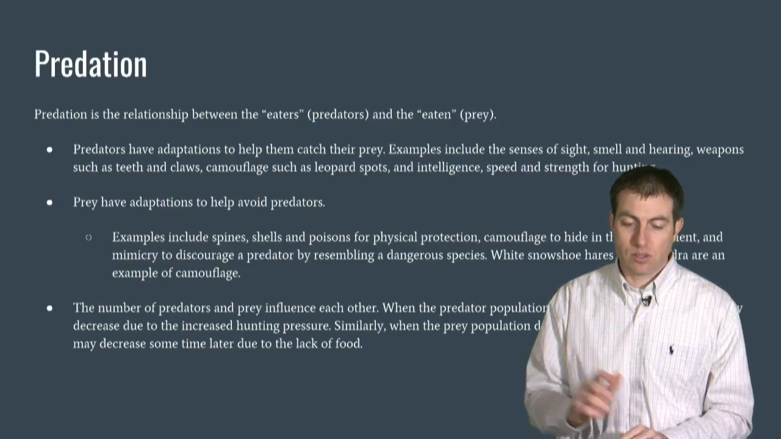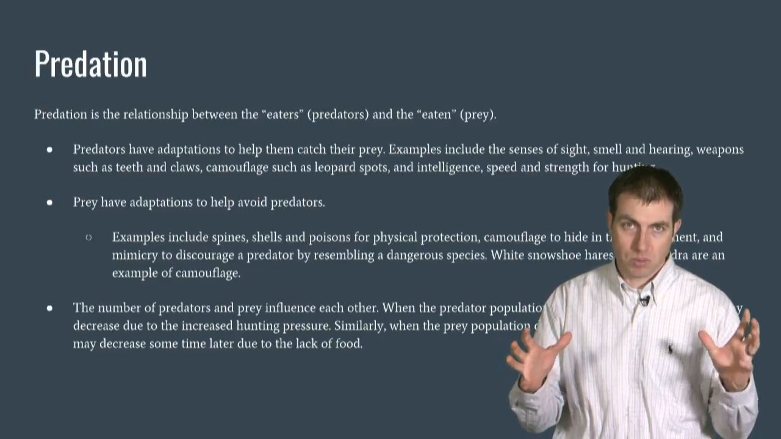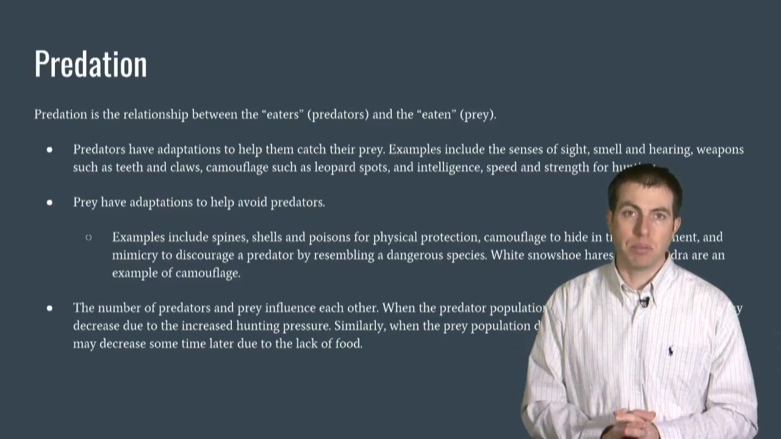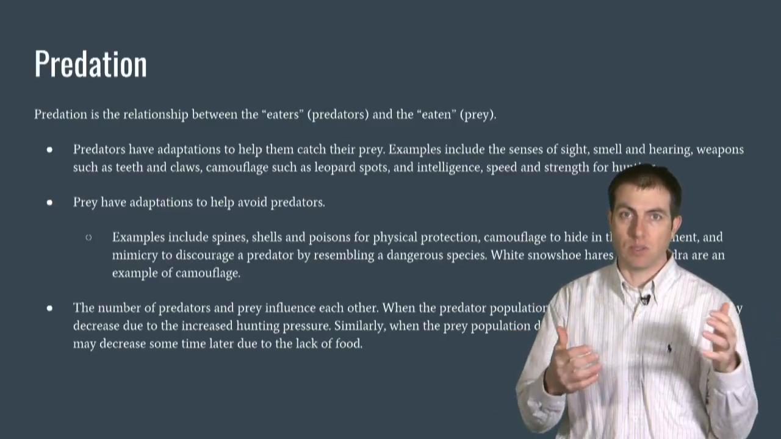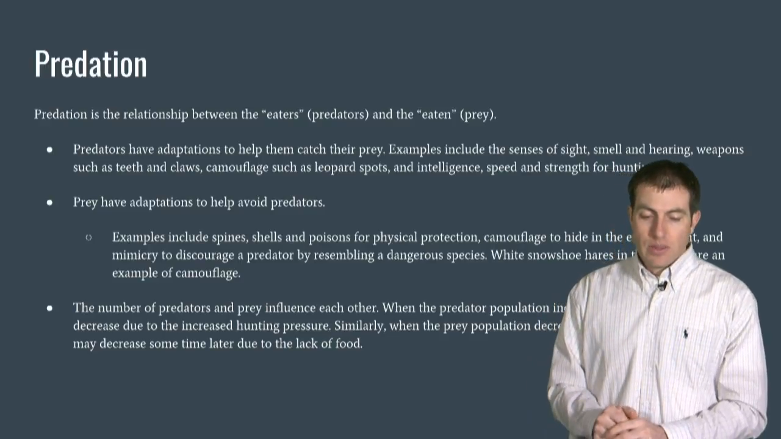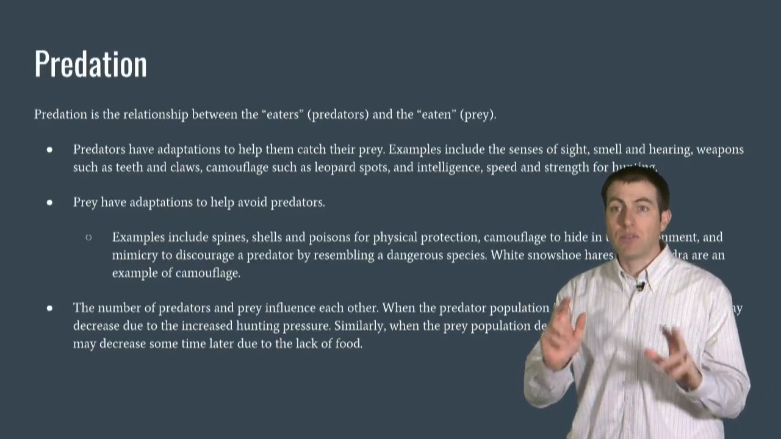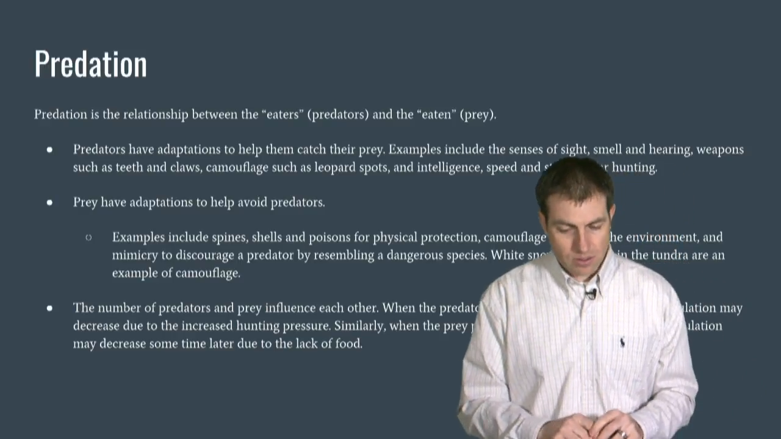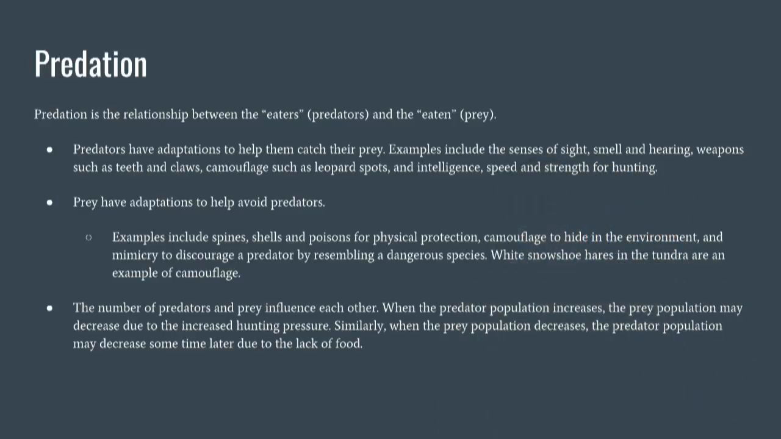So like a snowshoe hare in the tundra, it's a small hare. It's completely white in the winter, so it blends in with the snow and is hard to see. There's a predator-prey relationship, and they influence one another. And there are always questions on tests about predator-prey relationships. So we're going to look at an example of what that is here now.